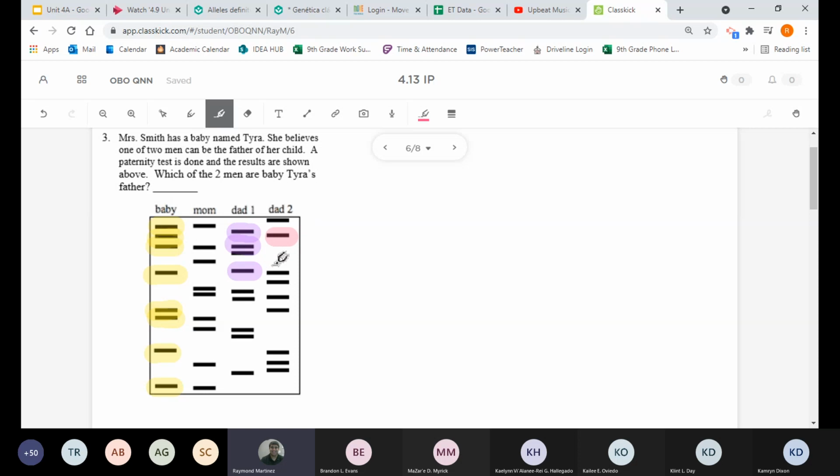Could be that one right there. I think this one lines up with that one. I think that this one lines up with that one. This one lines up with that one. And there you go.